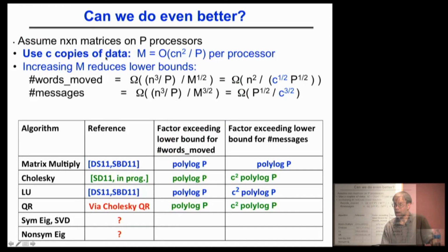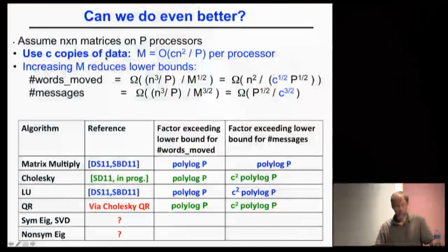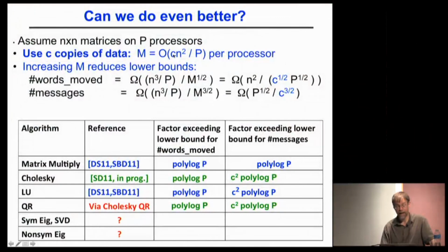By using multiple copies of the data, we saw we could do that for matrix multiply by using c copies of the data. I could get the lower bound for the number of words moved to go down by a factor of square root of c. And for matrix multiply, I could get the number of messages to go down by a factor of c to the 3/2. So what can we do for, in this case? Again, we can come close to the lower bound. So let me leave the last two lines out for a moment.